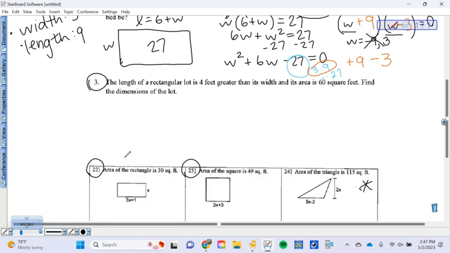W squared plus 12W equals 60. Minus 60, minus 60 still. This part, we're going to end up with W squared plus 4W minus 60 equals 0. Now you can. Do I have to put the number? Not in front of the W, no. Okay.